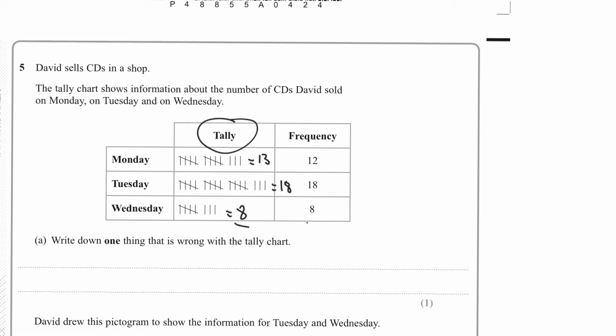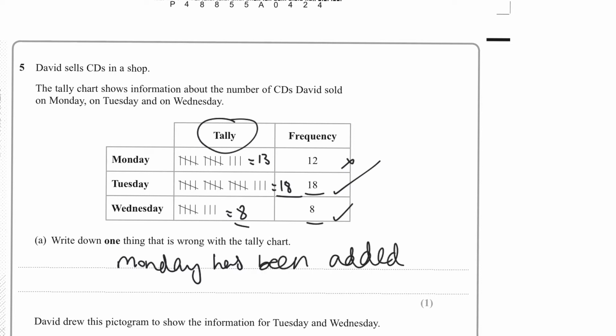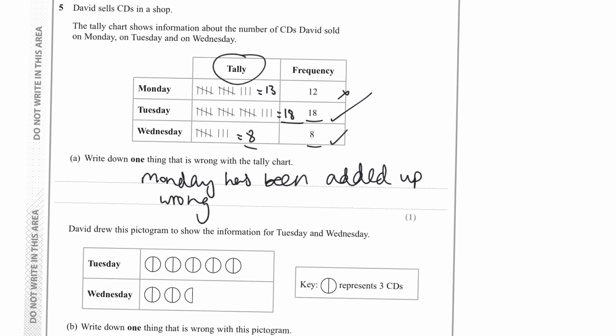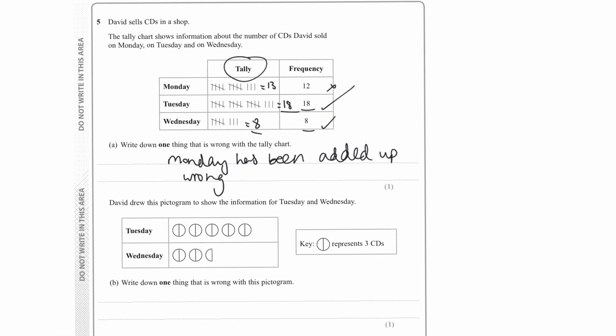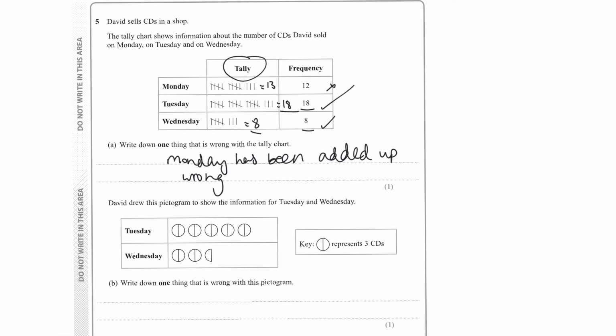So Wednesday is correct, Tuesday is correct, but Monday is incorrect. So in our answer, we say Monday has been added up wrong or incorrectly or something along those lines. Okay, so if we scroll down to the next part of that question, it goes on to say, write down one thing wrong with the pictogram.